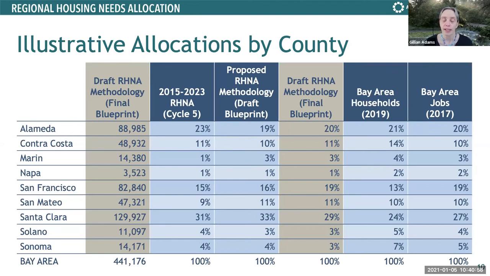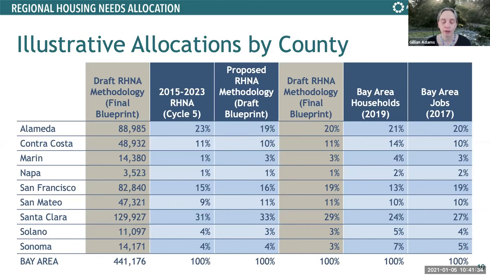Relative to the last RHNA cycle, San Francisco and jurisdictions in Marin and San Mateo counties would receive a larger share of the region's housing needs, with Contra Costa and Napa holding steady and all other counties seeing reductions. Compared to the proposed RHNA methodology, the draft RHNA methodology results in San Francisco seeing the largest increase in its share at 3% increase, with smaller 1% increases for Alameda and Contra Costa, and Santa Clara seeing the largest reduction in its share at 4%.